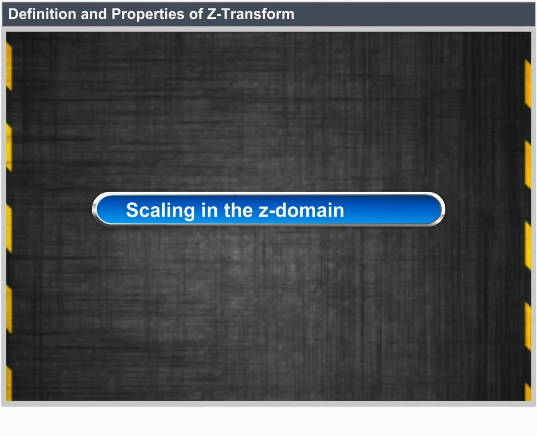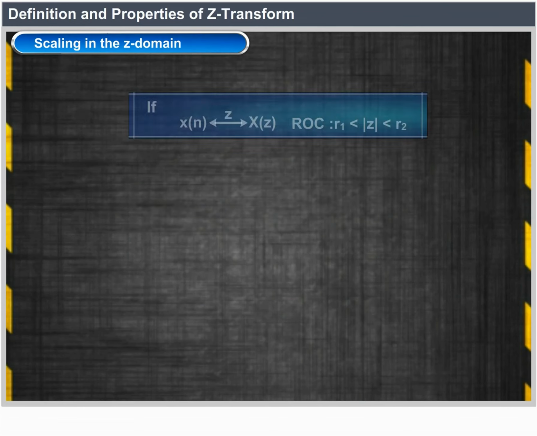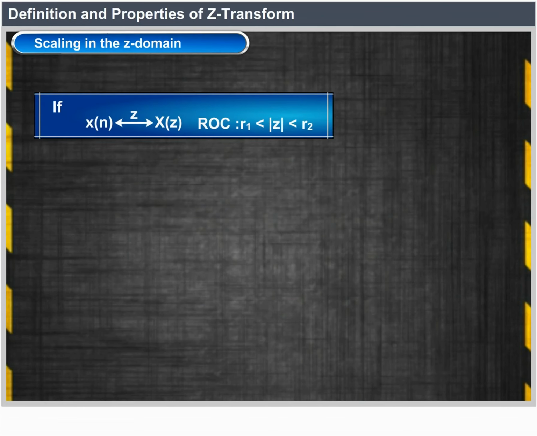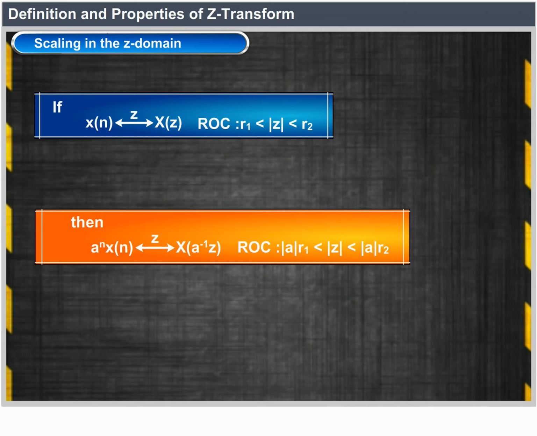Scaling in the z domain. If x(n) is related to X(z) with region of convergence R1 < |z| < R2, then a^n x(n) is related to X(a^-1 z) with region of convergence |a| R1 < |z| < |a| R2.